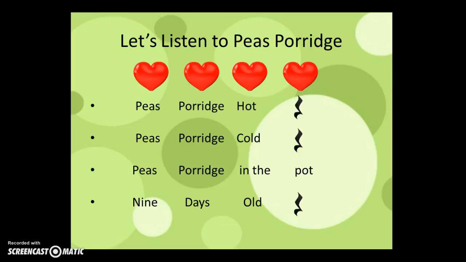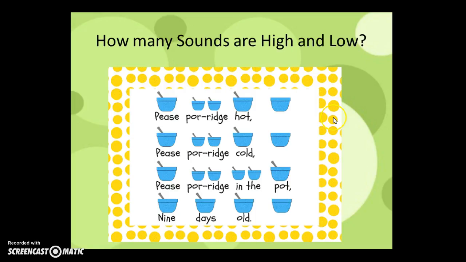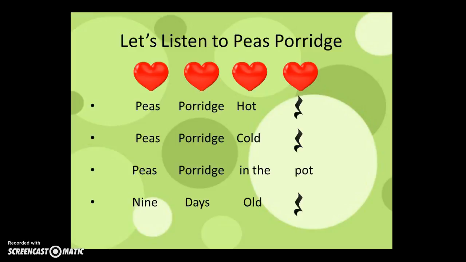And of course, if we look at our previous slide, we see that there's a rest at the end of that line. That's why you see in this picture, this very last bowl is empty. So the number of sounds in the first line are 1, 1, 2, 1, 1. And we can hear that with how many words and sounds that we say and clap. Peas, porridge, hot, rest. Okay, so we can see that in the last one as well. 1, 1, 2, 1, rest.